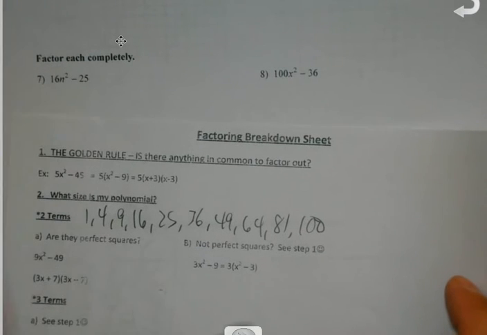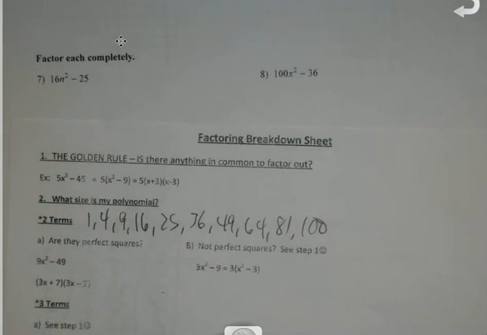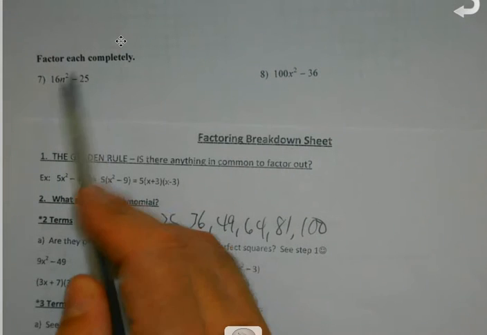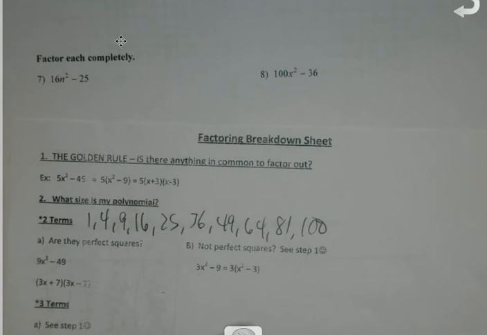So move this up here towards the top, break out my sheet, and I go, okay, factor H, the golden rule. Do they have anything in common? That is always what I have to do first. I don't care if there's 2 terms, 3, 4, doesn't matter. Nothing divides into 16 and 25, and they both don't have an n, so I can't do anything with that.